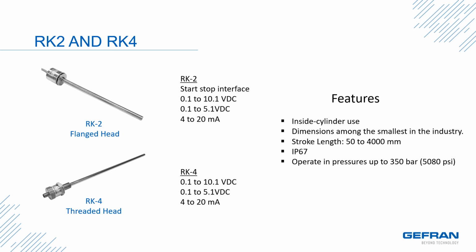Features: they are both designed for inside cylinder use. Their dimensions are among the smallest in the industry, allowing for easy installation. They have stroke lengths from 50 millimeters to 4,000 millimeters. They are rated IP67. They operate in pressures up to 350 bar or 5,080 psi.